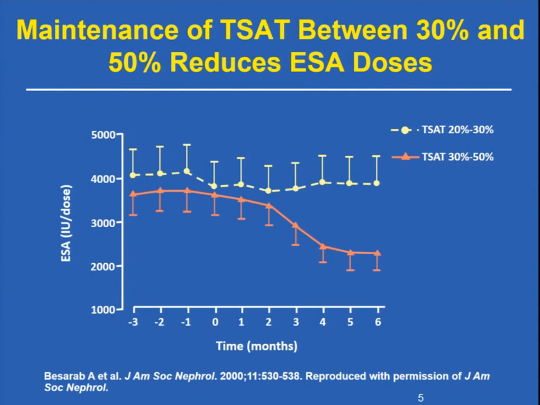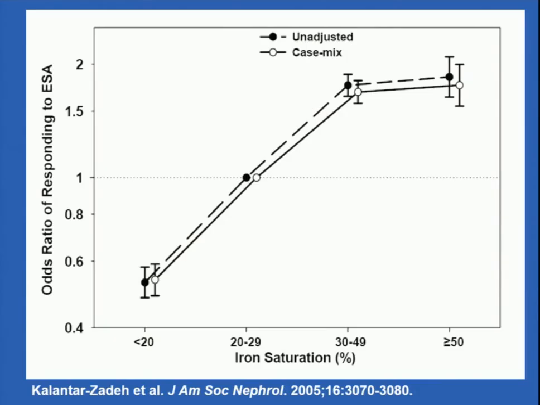This was a study that Tony Besarab did in the late 1990s after the original DOPPS anemia guidelines were released, which, as many of you who were around at that time recall, recommended a transferrin saturation target between 20 and 50%. Now, this is a very wide range, so Dr. Besarab decided to try to dissect down that range to see whether patients did better at the upper end, with a transferrin saturation of 30 to 50, or at the lower end, which would be a transferrin saturation of 20 to 30. And as you can see here, in a prospective trial, he found that the ESA responsiveness was much better when the TSAT was maintained between 30 and 50.